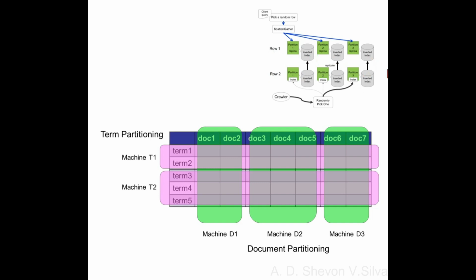Here you can see term partitioning: machine T1 has term 1, term 2; machine T2 has term 3, term 4, term 5. And here you can see machine D1 with doc 1, doc 2. Here machine D2 with doc 3, doc 4, doc 5. Here machine D3 with doc 6, doc 7. This is document partitioning.